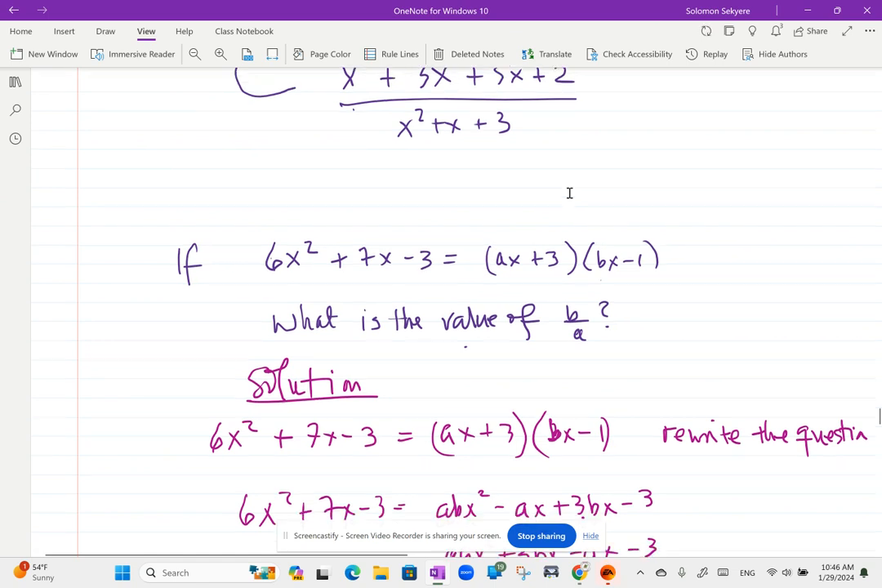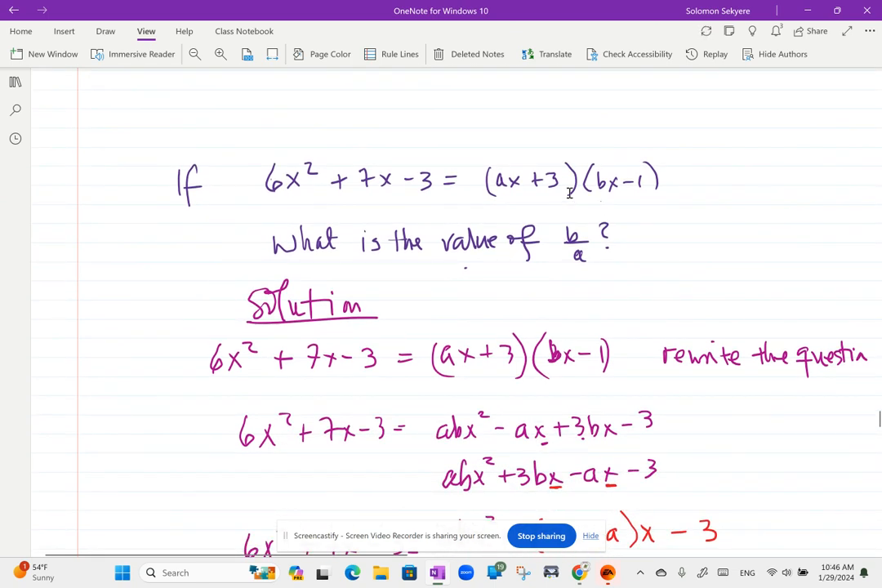Now, what about if I have something like this? 6x squared plus 7x minus 3 is given, you're told, is equal to ax plus 3, parenthesis bx minus 1. This is a b, not a 6. What is the value of b over a? So you need to know b and a before you can answer, right?